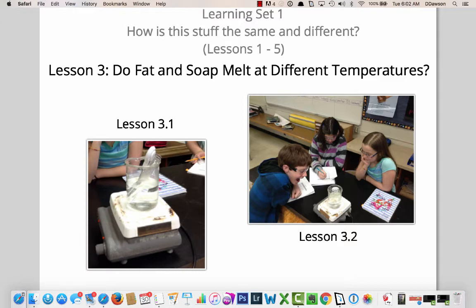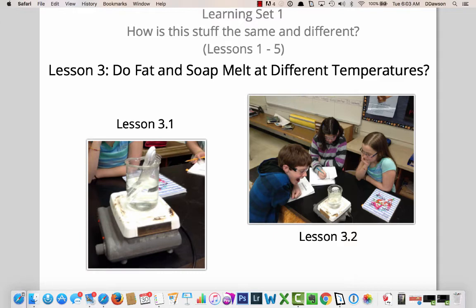And so students will have a hard time determining exactly what temperature it is. But as long as they get in the range, then you're in good shape. What you'll see, though, is that the soap never melts. I mean, you can get up to 100 degrees Celsius, the boiling point of water, and it won't melt the soap.